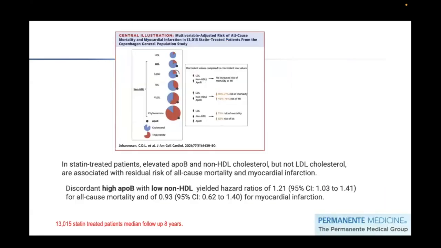So this is a recent study that came out in JACC, 13,000 statin-treated patients, follow-up was 8 years. Basically, they said that ApoB is better than non-HDLC, yielding a ratio of 20% more. So essentially what they're telling you is that even when LDLC is low, but your non-HDLC and ApoB is high, your risk could be as high as 23% high risk of mortality and high risk of MI.